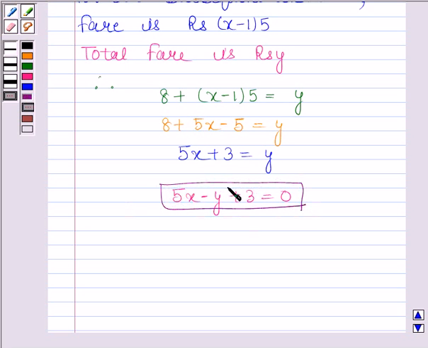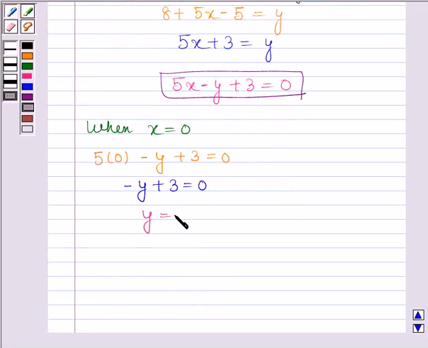Now we have to draw the graph of this equation. So for drawing the graph, we need at least two solutions of this equation. So let's now find the two solutions of this equation. When x is equal to 0, then the given equation reduces to 5 into 0 minus y plus 3 is equal to 0. And this implies minus y plus 3 is equal to 0. And this implies y is equal to 3. And when y is equal to 0, then the given equation reduces to 5x minus 0 plus 3 is equal to 0. And this implies 5x plus 3 is equal to 0. And this implies x is equal to minus 3 by 5.